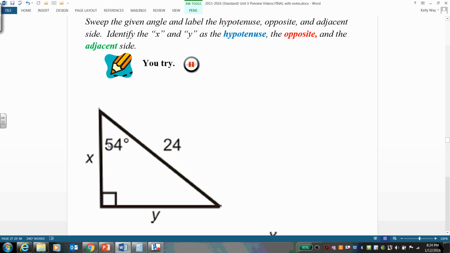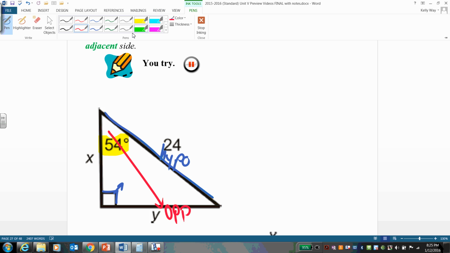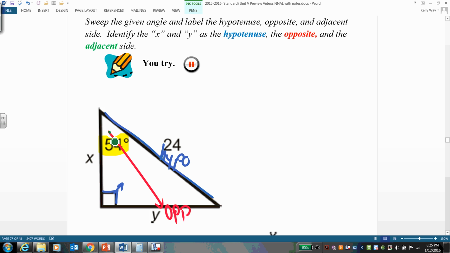Okay, your theta is here. So we start by doing the right angle, and we find our hypo. So this side is our hypo, and then across from the theta is going to be our opposite, and you physically draw that arrow. And next to theta, next from the angle that you're working with, that's going to be your adjacent.